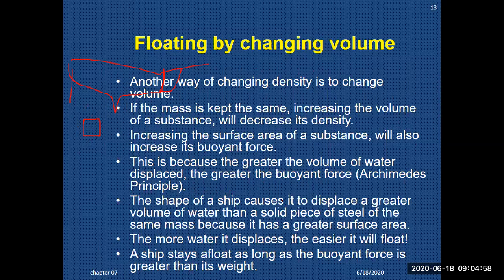The shape of the ship causes it to displace a greater volume of water than a solid piece of steel of the same mass I have discussed in this example. So it has greater surface area. The more water it displaces, the easier it is to float a ship. A ship always floats as long as the buoyant force is greater than its weight. If the buoyant force is greater than the weight, it will keep on floating at the surface.